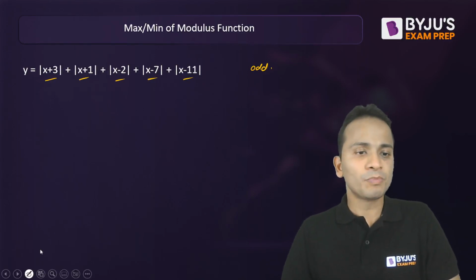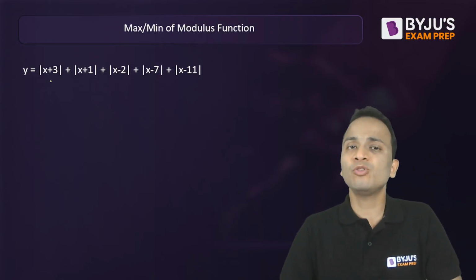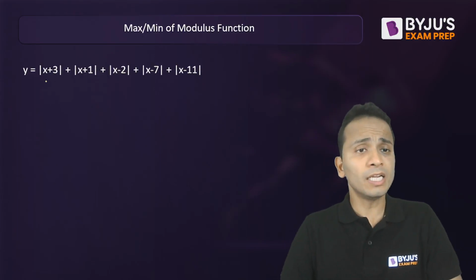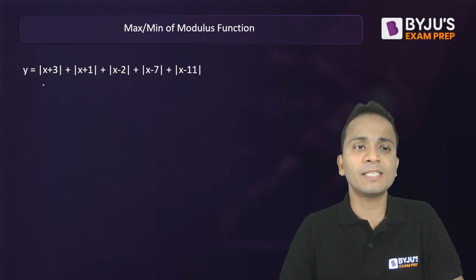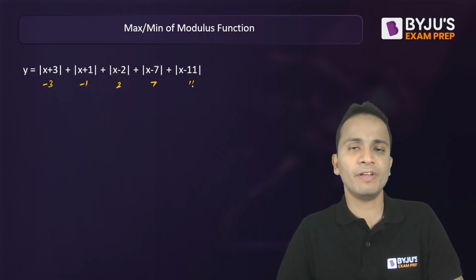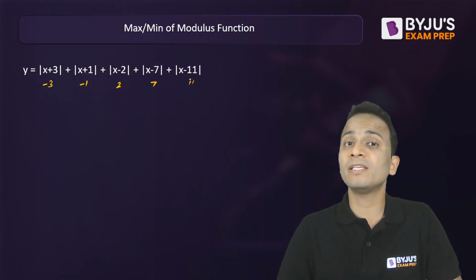Now first thing you have to do is find out the nodal points. That means the values of x for which each of these modulus is equal to 0. Now the first modulus will be equal to 0 when x is minus 3. The second one will be 0 when x is minus 1, then 2, 7 and 11. Now we have obtained 5 points. Alright, the number of points is odd.